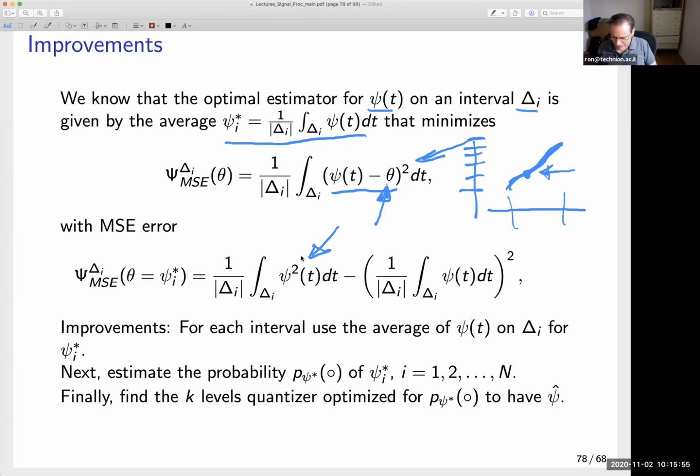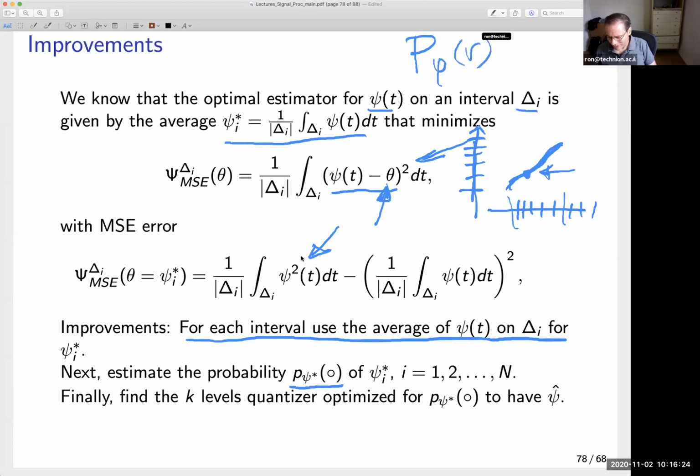So if for each interval we use the average of phi in this interval, and again, assume that n is relatively large, then I can build a probability for the values of phi along this axis. So again, if somebody would have given me this p of phi of v that we have talked about before, how do I estimate this probability?